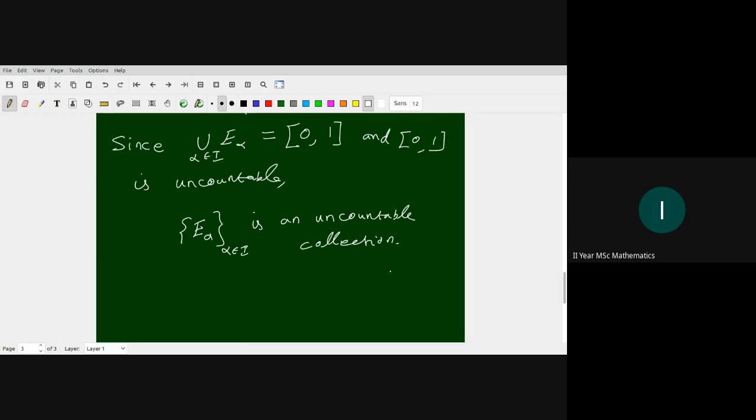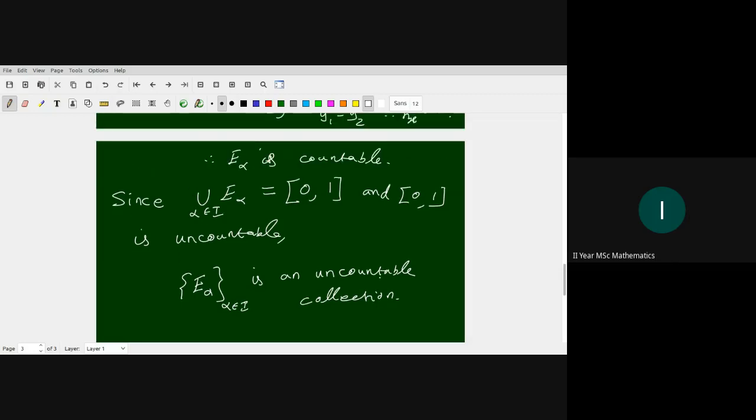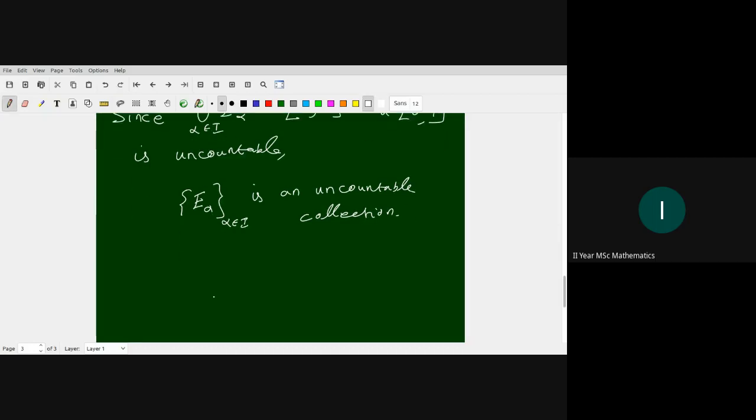Okay, if it is a countable collection, then a countable union of countable sets is countable. That would say that [0, 1] is countable, but we know that any non-empty interval is uncountable. So there are uncountably many E alphas.